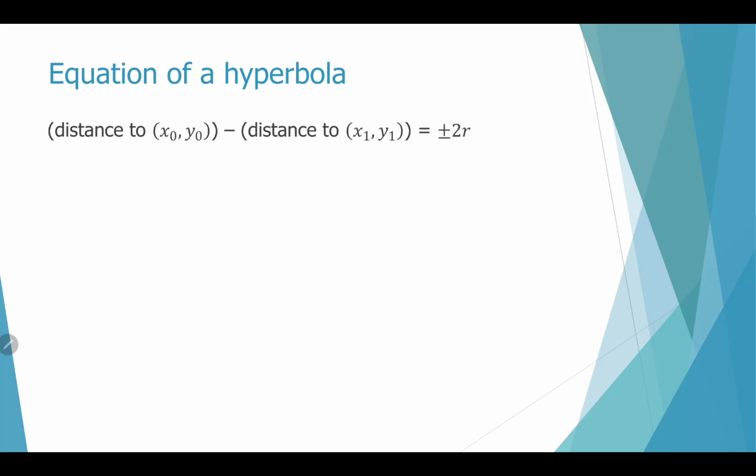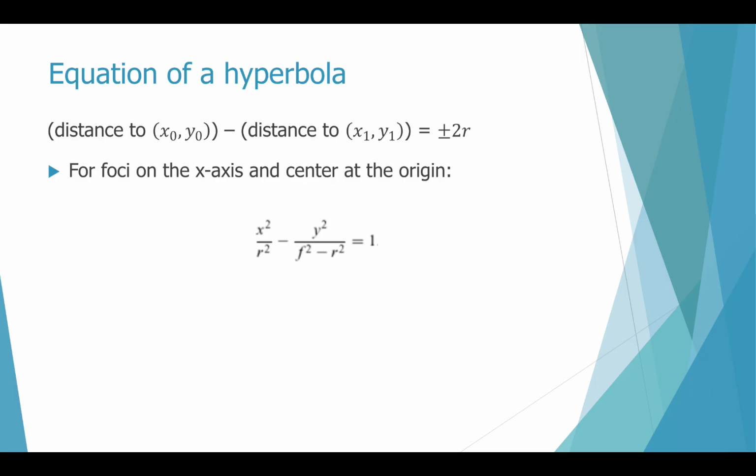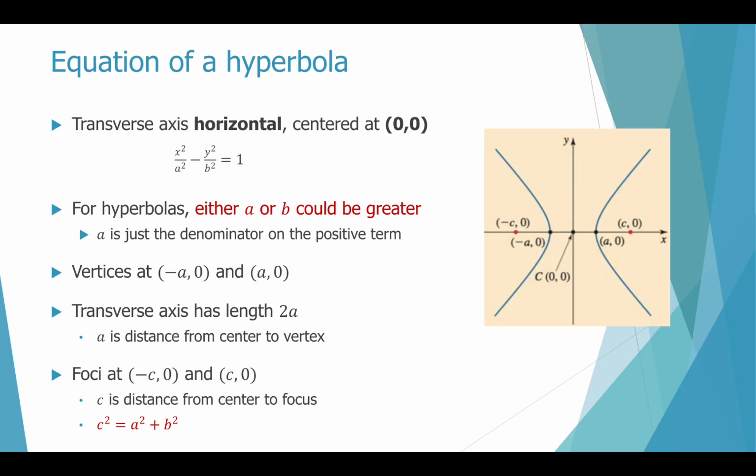So let's look at the equation of a hyperbola. The distance to x naught, y naught minus the distance to x1, y1 is equal to plus or minus 2r. Remember that the other one was adding them to equal 1. This is a little different. The foci on the x-axis and the center at the origin follow this pattern: x squared over r squared minus y squared over f squared minus r squared is equal to 1. Last time it was r squared and f squared, and it was the plus. So keep that in mind. And these are determined by the foci and the radius. So same idea. We're kind of manipulating these ideas.